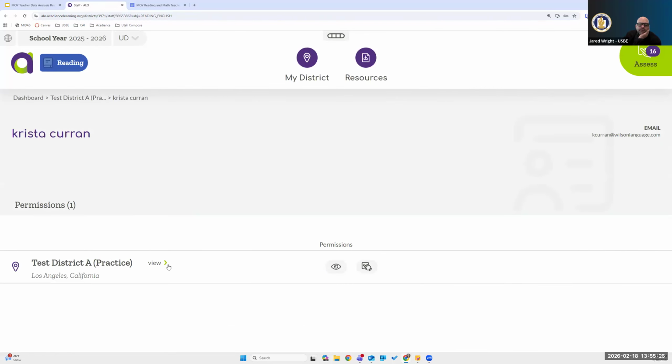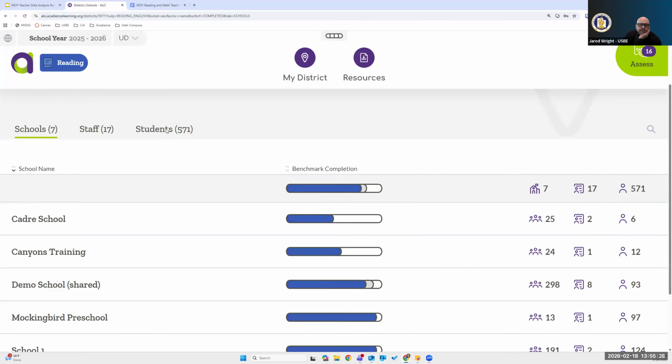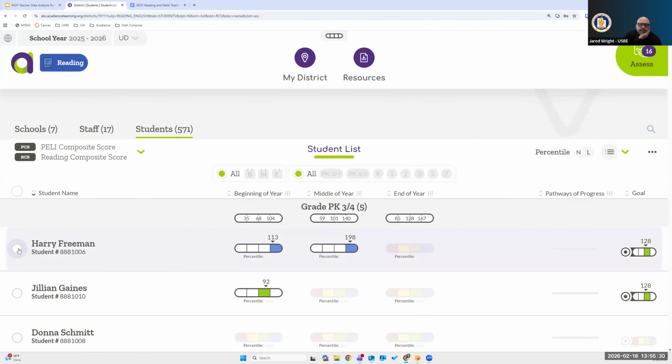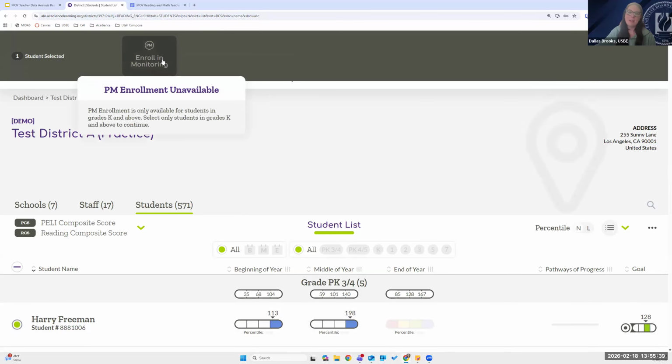Yeah, you were in the right place. So go to a student and then, yeah, you can click there or you can click way at the top. Why is it not giving me... it's just telling me to enroll in monitoring. Is it just because I'm on the demo account? Yeah, it's probably the account that you've got.